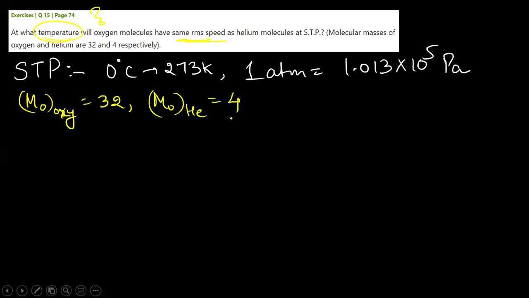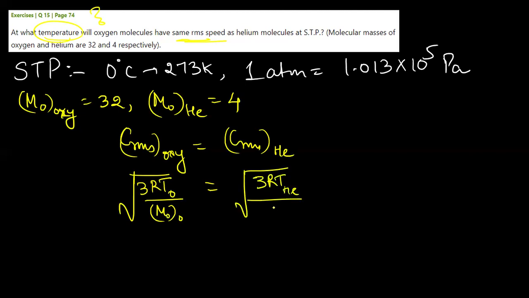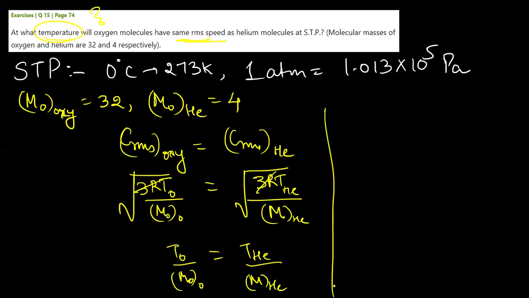At what temperature? So again, since their RMS speed is the same, I can equate the RMS speed of oxygen equal to CRMS of helium. I can equate both, and I'll use the formula root 3RT of oxygen upon molecular mass of oxygen equal to root 3RT of helium upon molecular mass of helium. So I can see the 3R will get cancelled. The root also will get cancelled. I'm just left with T of oxygen upon molecular mass of oxygen equal to temperature of helium upon molecular mass of helium.